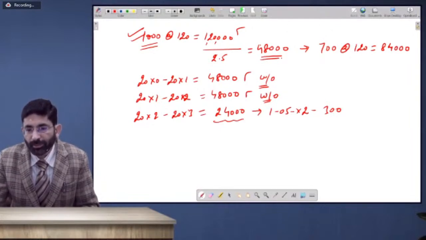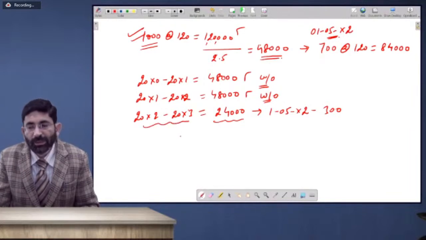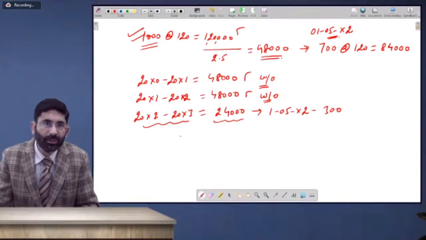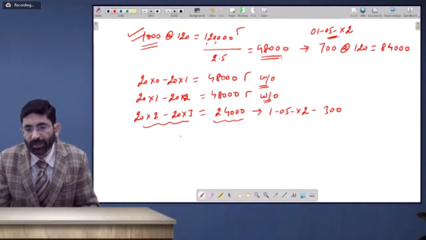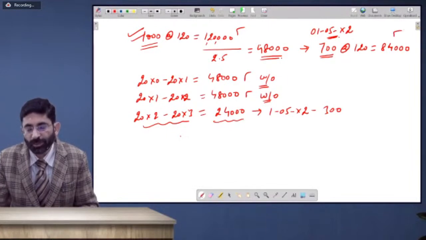But on 1st of May, the scenario is changed. On 1st of May, means in the year 12-13, we come to know that 300 shares will not be purchased by the employees. So how many will be purchased by the employees? 1,000 minus 300, that is 700. So how much maximum loss can we write off? That is 84,000.